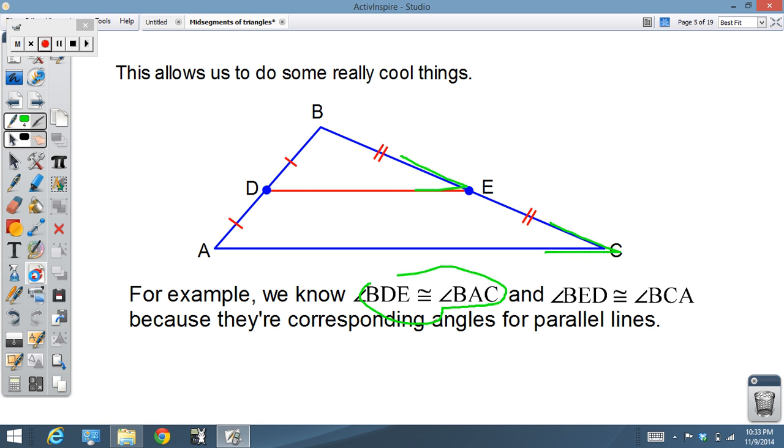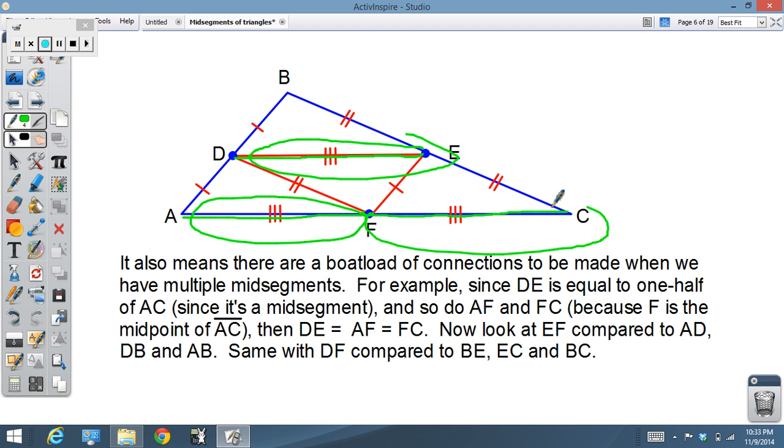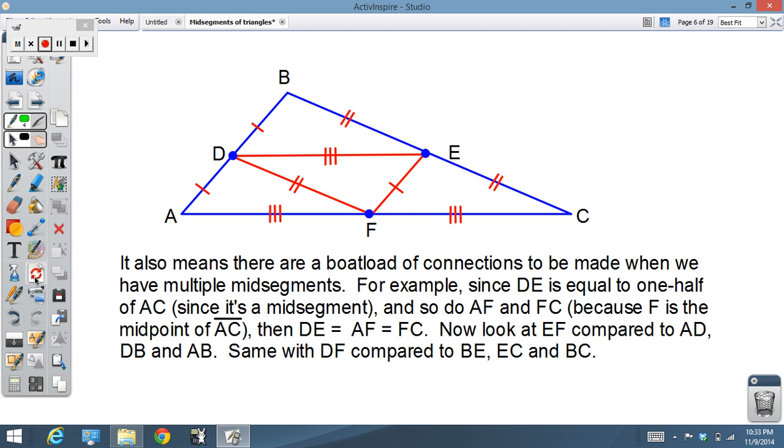Next, if we add a third midsegment, with F being the midpoint of AC, look at what we've got here. We actually have three midsegments. DE is a midsegment which is parallel to AC and is 1/2 the length of AC. Since it's half the length of AC, and so is AF, and so is FC, we know all three of those segments must be congruent.